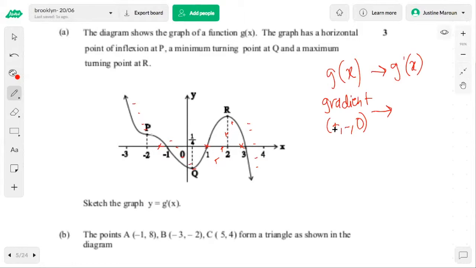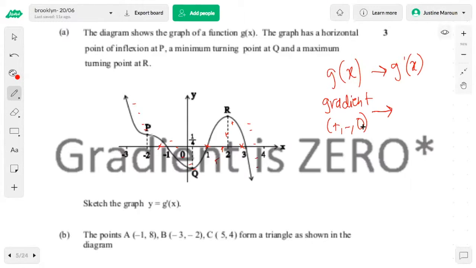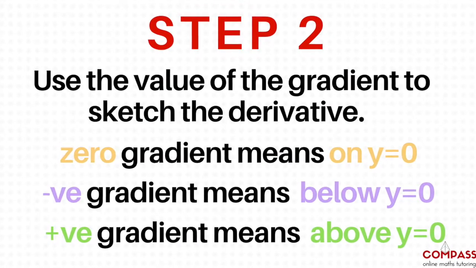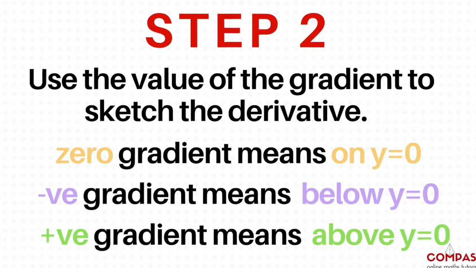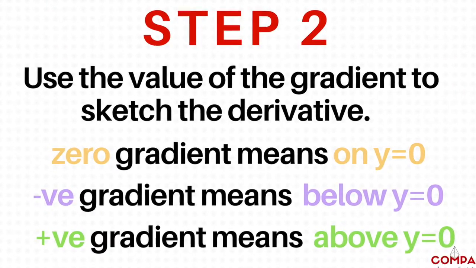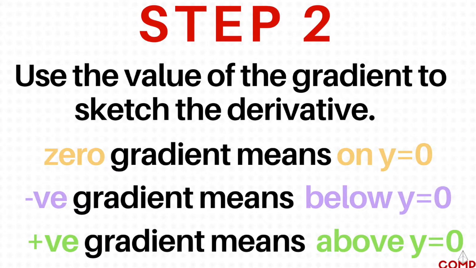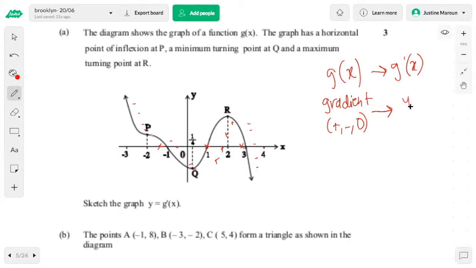So where my gradient is positive, my derivative function is above the graph. Where my gradient is negative, my derivative function is below the graph, below the line y equals 0. And then where my gradient is 0, there's an intersection at that line y equals 0. Gradient, and then I use that to go above or below or on the line y equals 0. So this horizontal line, like the x-axis essentially.